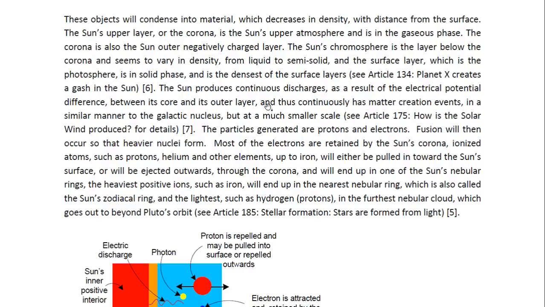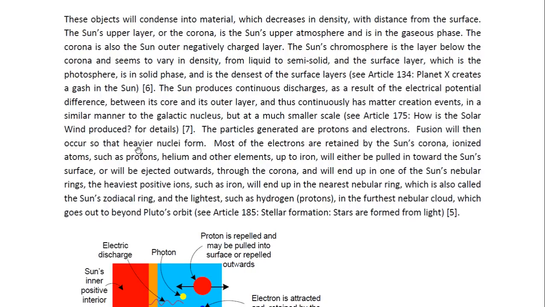Now, the sun produces continuous discharges as a result of the electrical potential difference between its core and its outer layer, and thus continuously has matter creation events in a similar manner to the galactic nucleus, but at a much smaller scale. And I detailed that in Article 185, entitled How is the Solar Wind Produced? The particles generated are protons and electrons, as I've mentioned before.